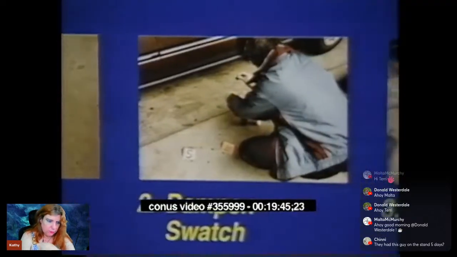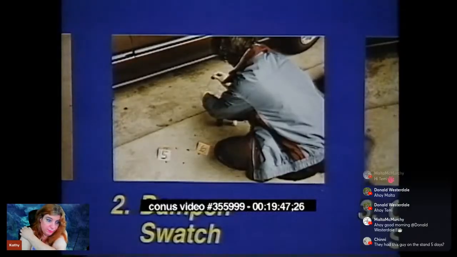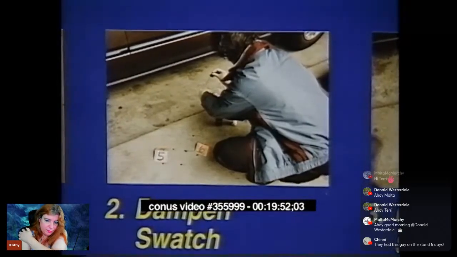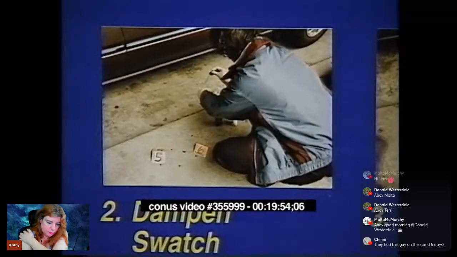Okay, can we see number 2? Directing your attention to photograph number 2, what step does this involve? This involves the collection of the control. In this photograph, she is selecting a cloth swatch and dampening it with distilled water.